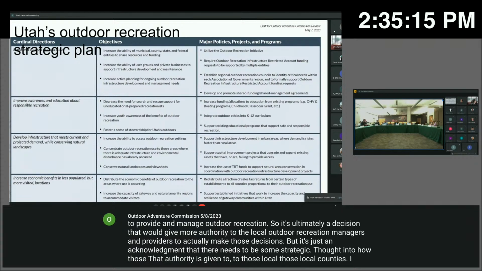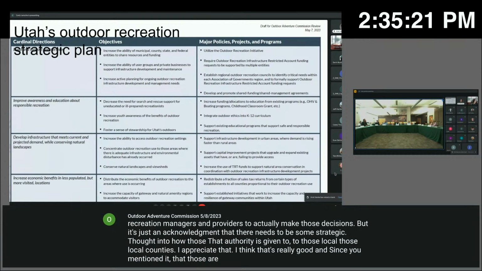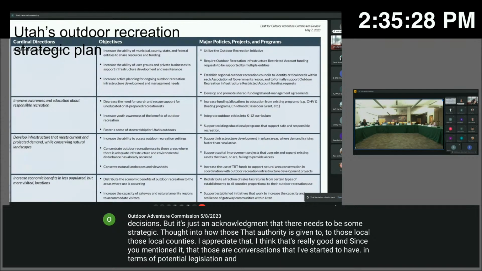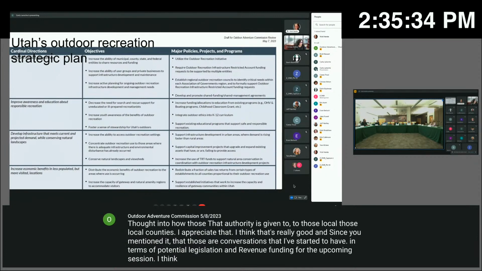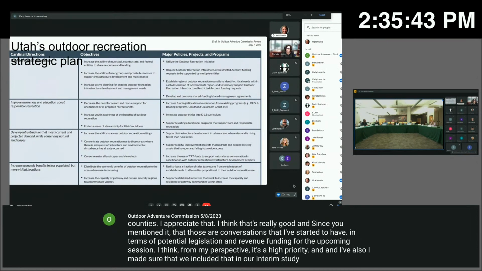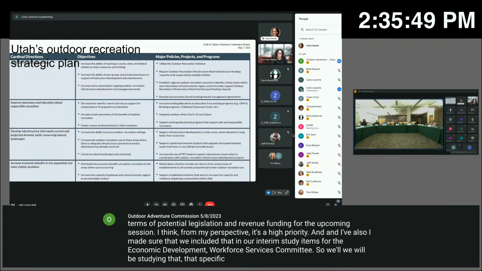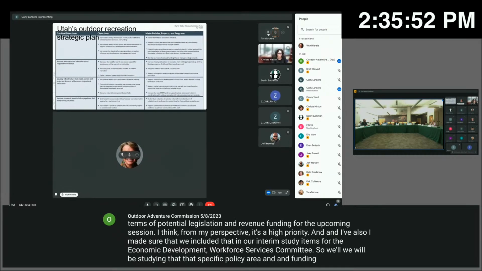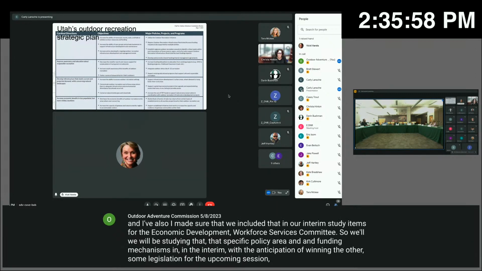I appreciate that. I think that's really good. And since you mention it, those are conversations that I've started to have in terms of potential legislation and revenue funding for the upcoming session. From my perspective, it's a high priority. I also made sure that we included that in our interim study items for the Economic Development Workforce Services Committee. So we will be studying that specific policy area and funding mechanisms in the interim, with the anticipation of putting together some legislation for the upcoming session. Great. Yeah, that info will be really good.